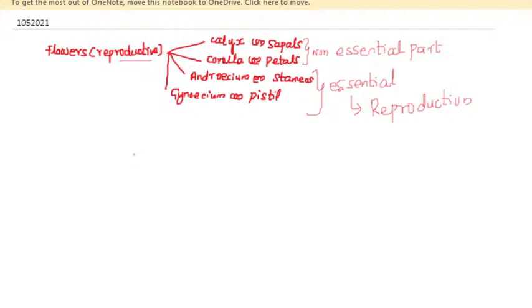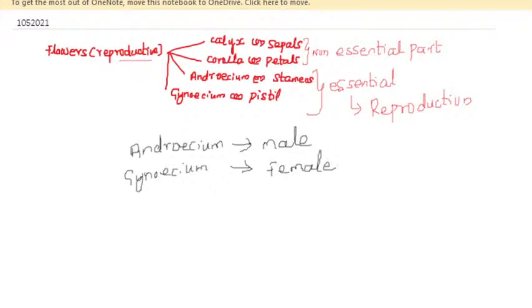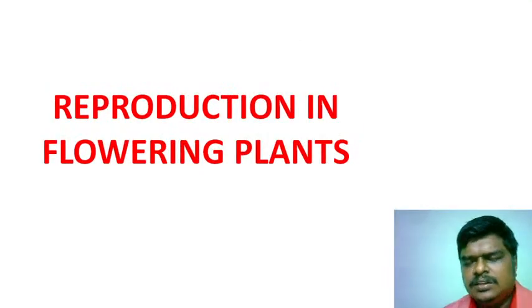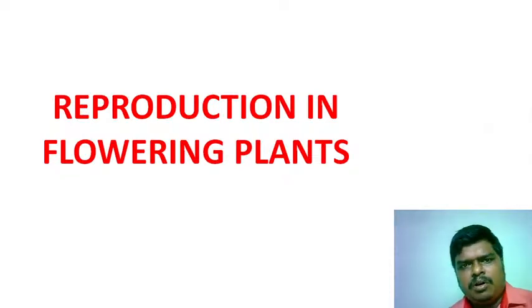Here the androecium is the male reproductive part, and gynoecium is the female reproductive part. So androecium and gynoecium. So first, I've given general information about the reproduction in flowers. Now let us see about the topics in detail.